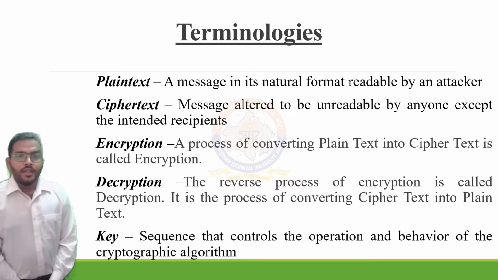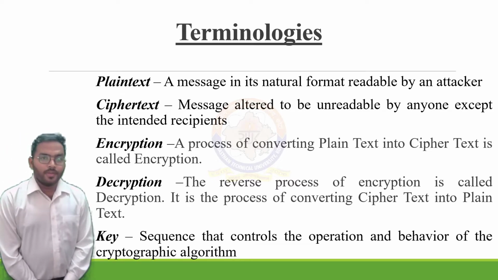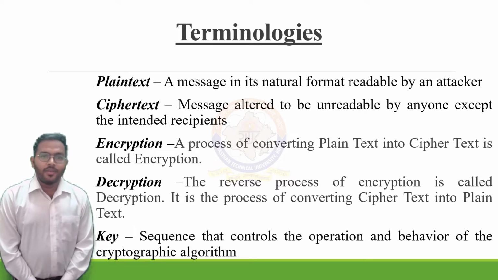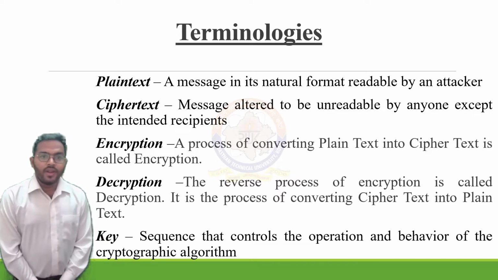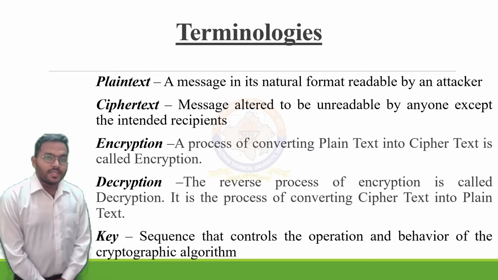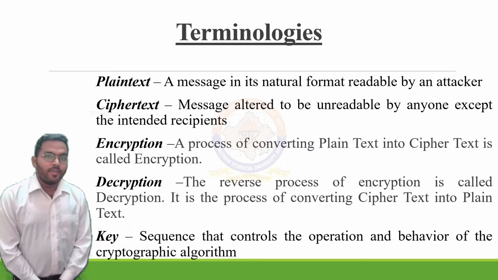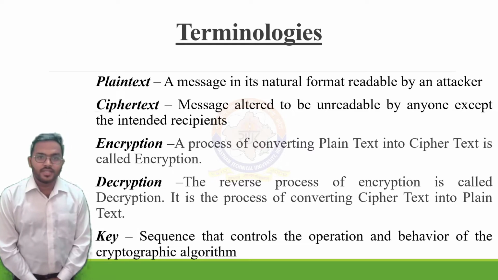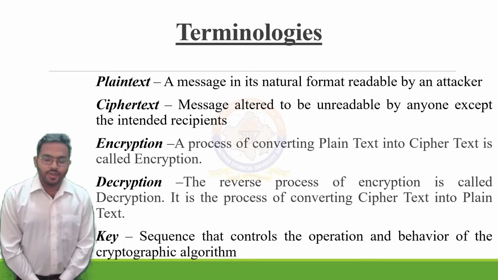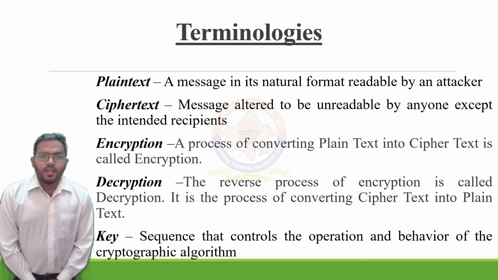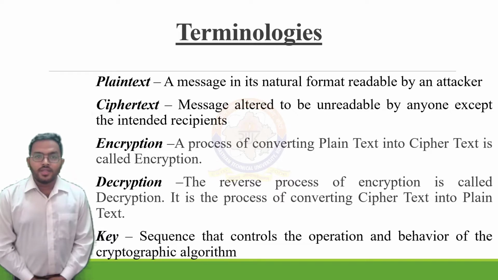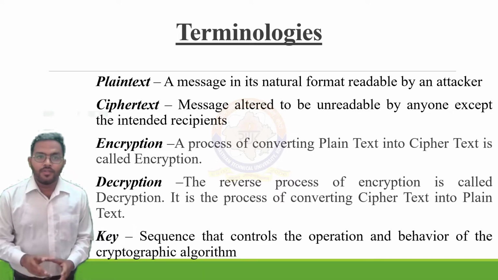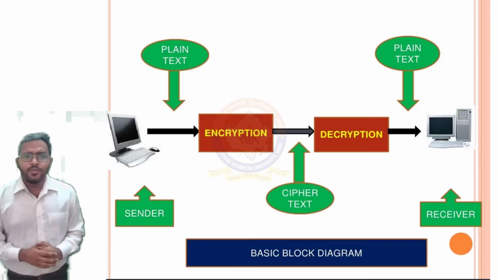Move to the next slide. There are some terminologies of cryptography. Plain text is a message in its natural format, readable by an attacker. Ciphertext is a message altered to be unreadable by anyone except the intended recipient. Encryption is the process of converting plain text into ciphertext. Decryption is the reverse process of encryption, converting ciphertext into plain text. Key is the sequence that controls the operation and behavior of the cryptography.